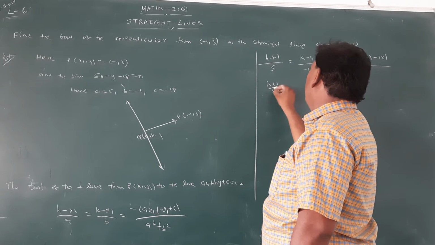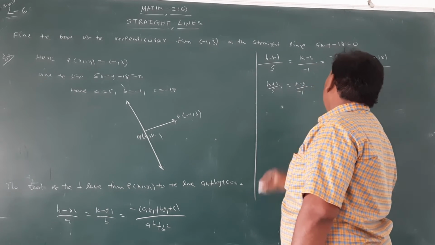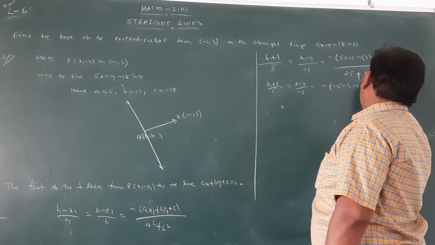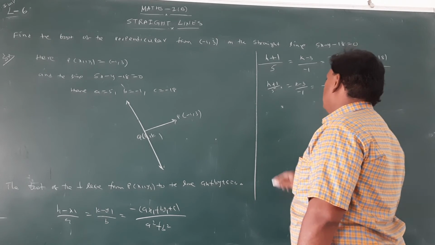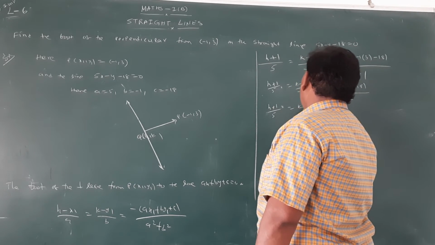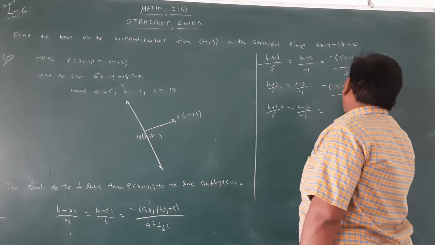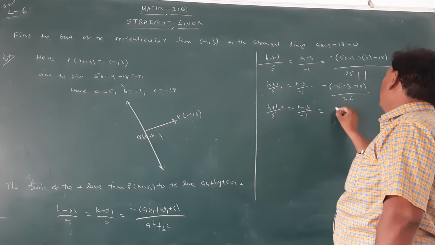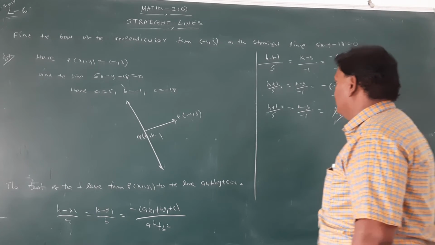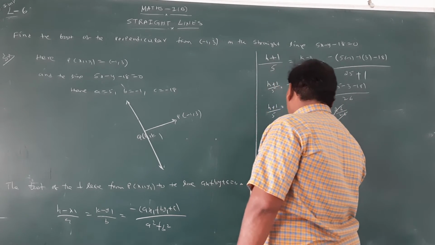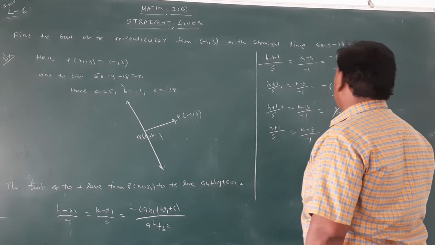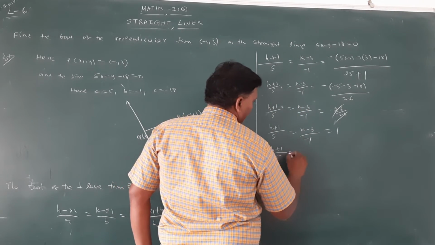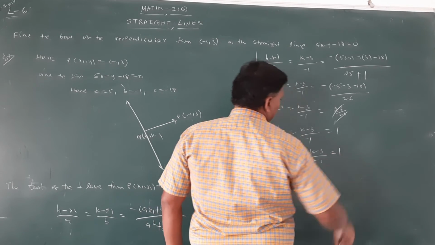(h plus 1) by 5 is equal to (k minus 3) by minus 1 is equal to minus of (5 into minus 1 minus 5, 1 into 3 minus 3, minus 18) by 26. That is minus 5 minus 3 minus 18 equals minus 26, so minus into minus gives plus 26 by 26, and 26 cancels. So (h plus 1) by 5 is equal to 1, and (k minus 3) by minus 1 is equal to 1.